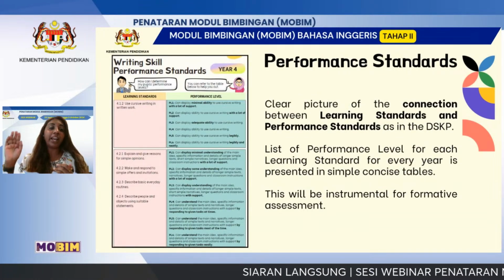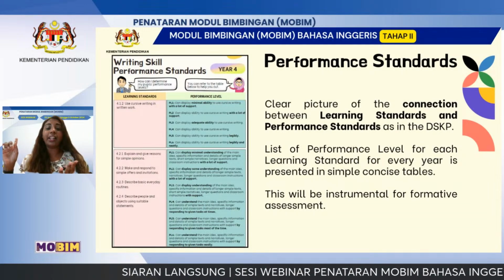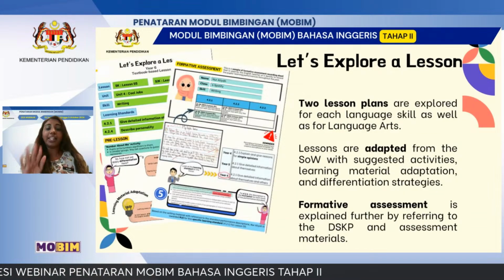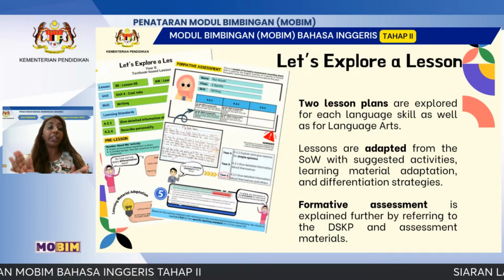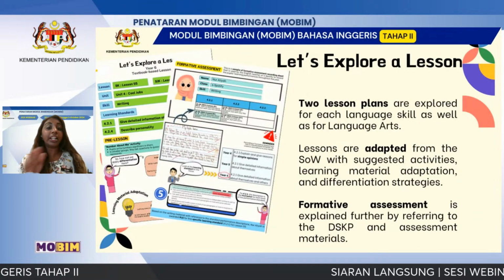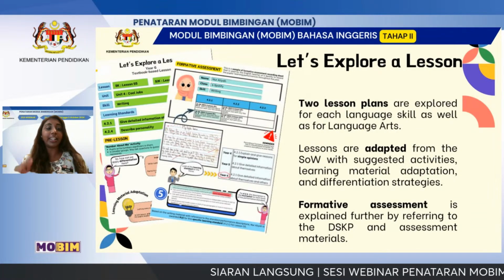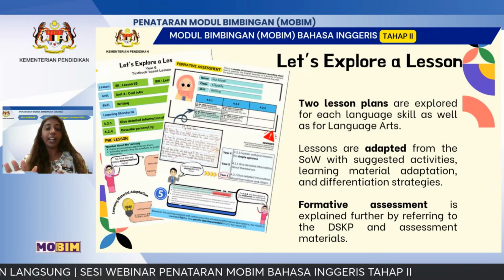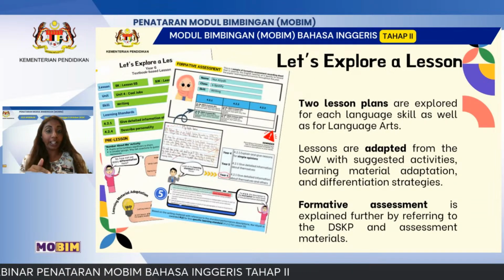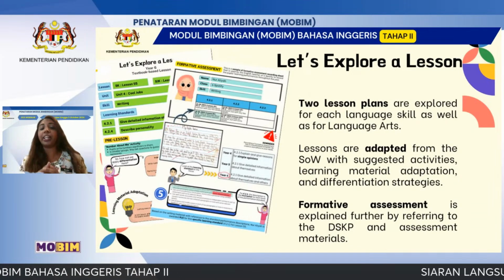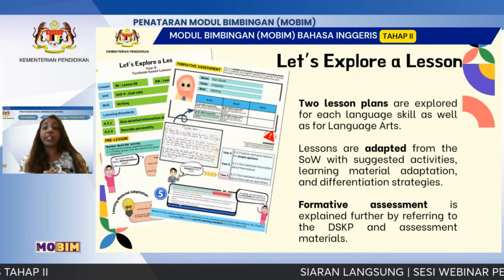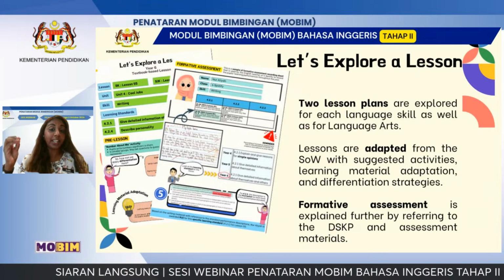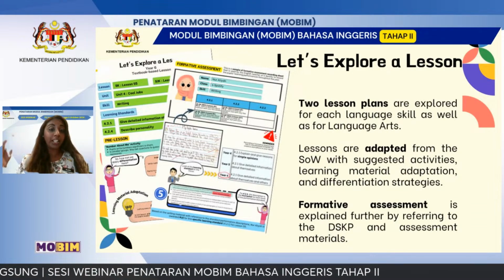Now that we have looked at lesson mapping, the content continues to performance standards for every skill. This part gives you a clearer picture of the connection between learning standards and performance standards, again as per the DSKP. Just like lesson mapping, this part is also done year by year for every skill. Looking at the example here, the performance standards are extracted from the DSKP and matched to each learning standard.